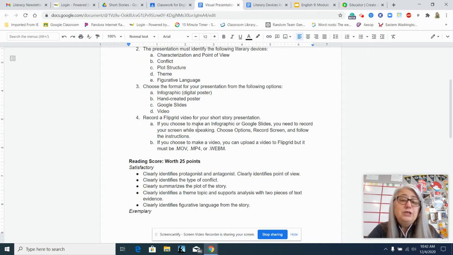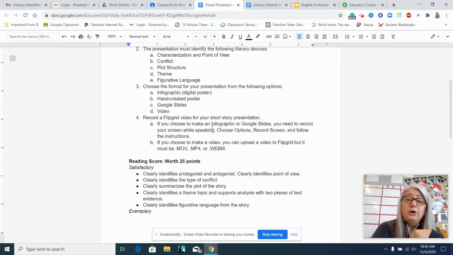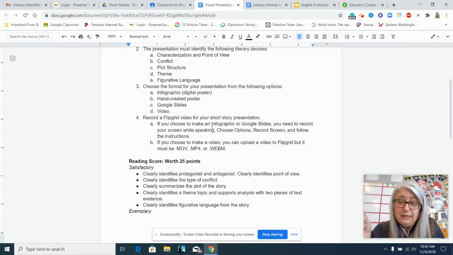Now, if you choose to do an infographic or a Google Slides, you can record your screen while you are speaking. So those, we would see what you've created on the screen and we would hear your voice, but we wouldn't necessarily see your face. To do that, you want to choose options in Flipgrid. And then one of the options is record screen. You'll click that, and then there's instructions that follow after that.